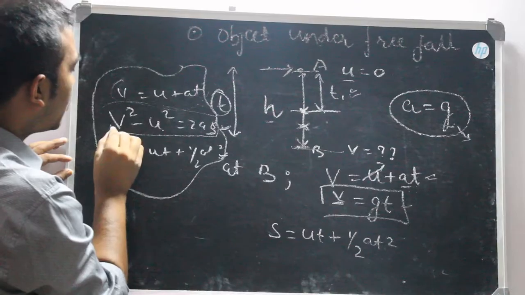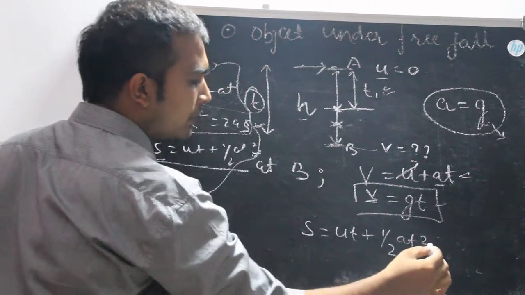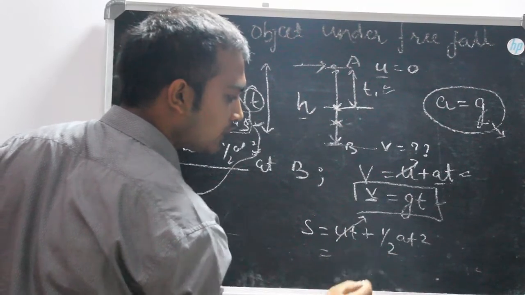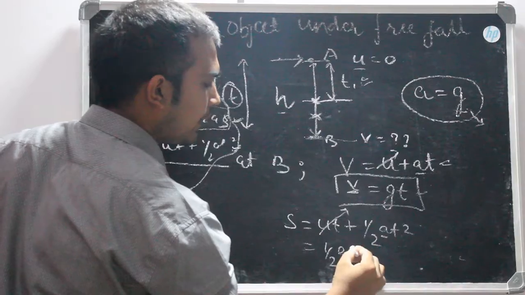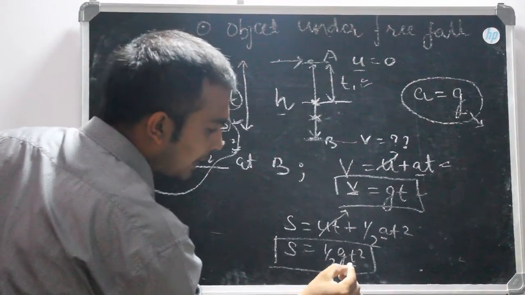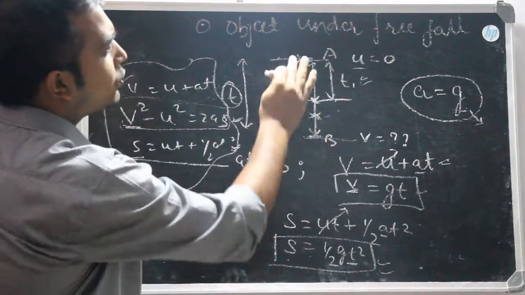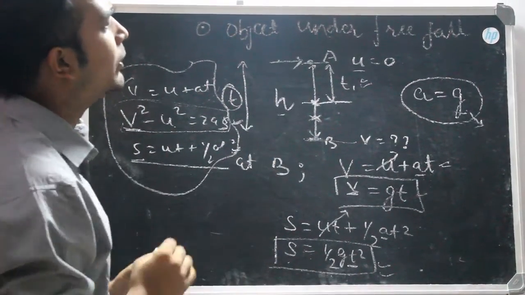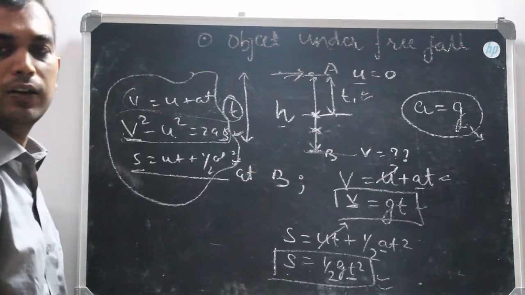But in the second one I don't know what is v. In the third one I have all the values. So I'll use s equals ut plus half at square. u is 0, so this goes. Half, a is your g, and t square. So this is the relation to find out s. For any given time t, it is going to travel s equals half gt square. So this is how you solve the equations for object under free fall.